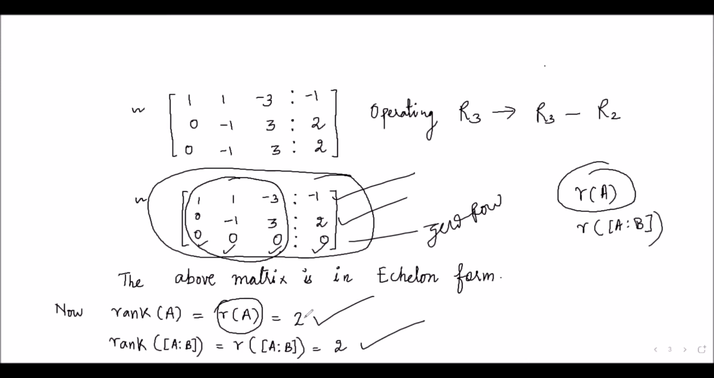We are getting both ranks equal. The rank of the coefficient matrix and the rank of the augmented matrix are equal. So the given system of linear equations is consistent.